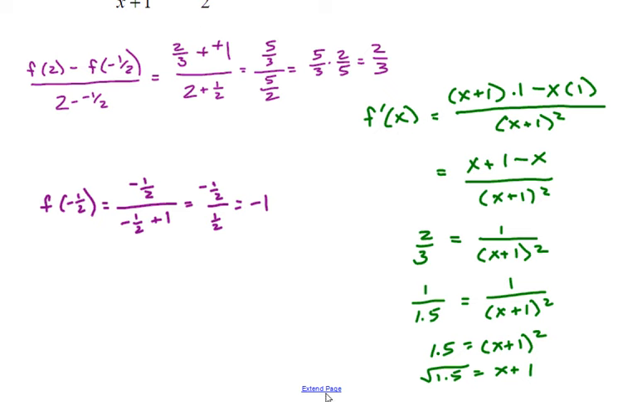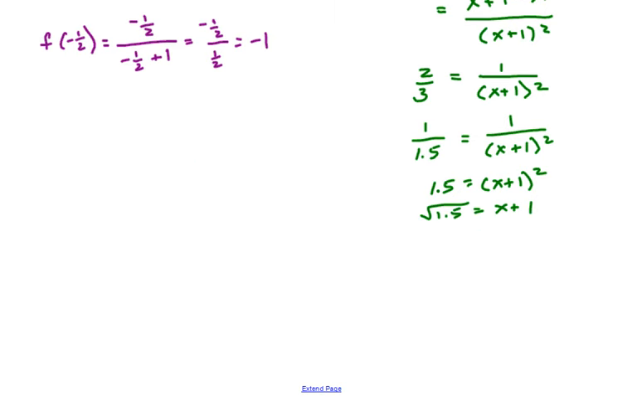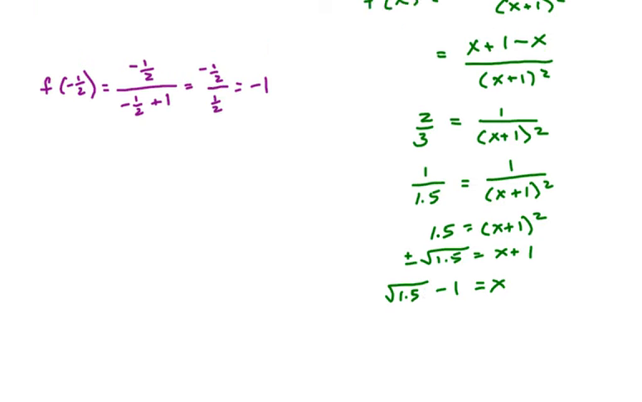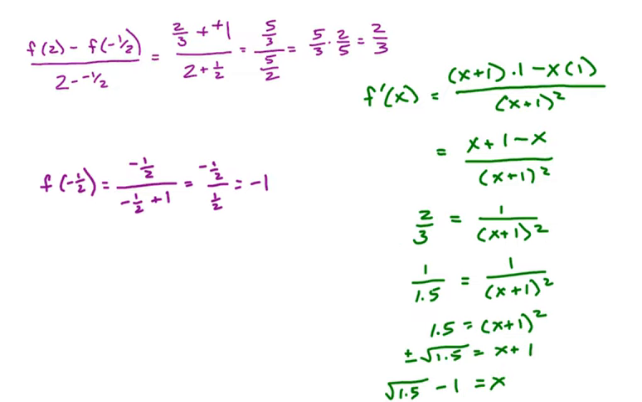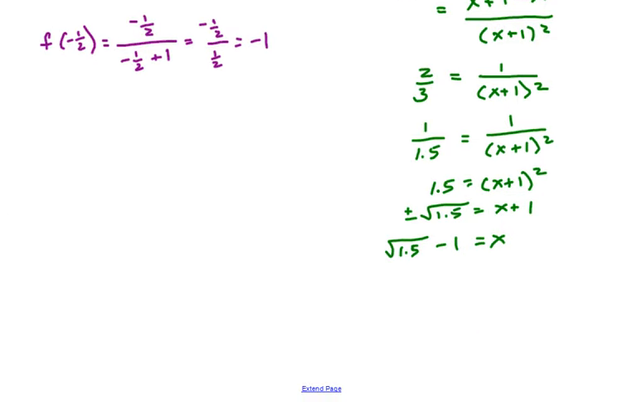And let's just extend our page here a bit. And then I can just subtract 1. So the square root of 1.5 minus 1 equals x. And I really should have noticed this was going to be plus or minus. So if I look up at the top, I know I want this between negative 1/2 and 2. And if I take the square root of 1.5, that's going to be about 1.225. So this is just an estimate. 1.225 minus 1, and if I do that, I get 0.225.